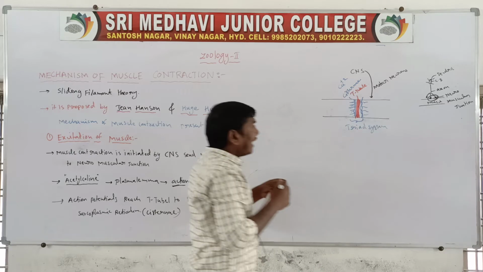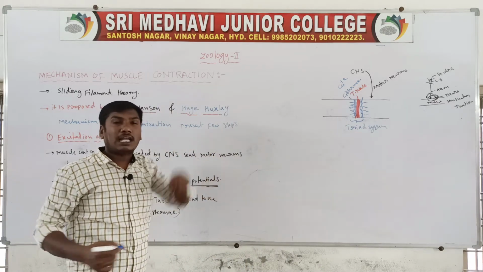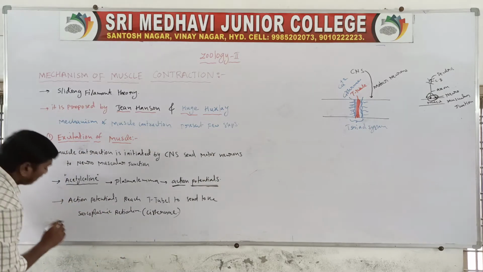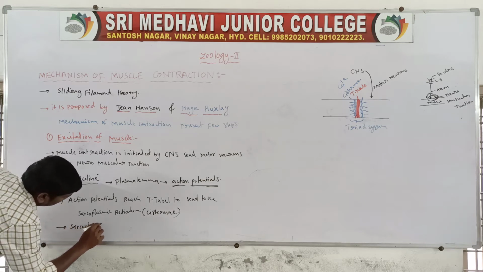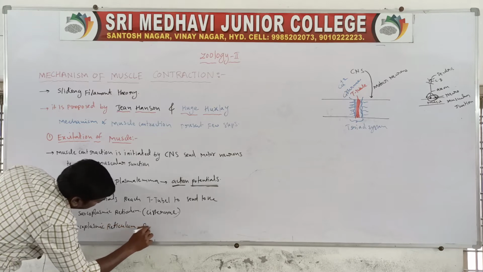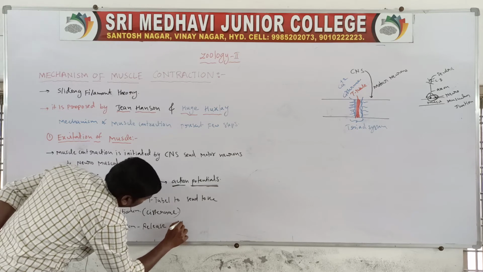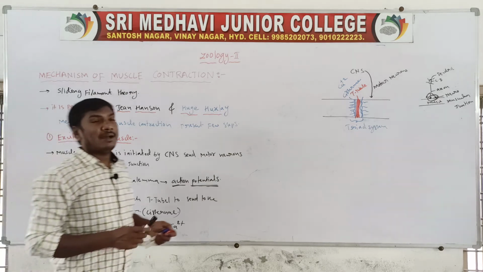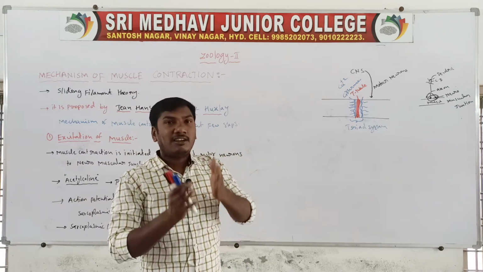The electrical impulse, the action potential, reaches the cisternae of the sarcoplasmic reticulum. The sarcoplasmic reticulum releases calcium ions. This is the excitation of muscle, the first step.